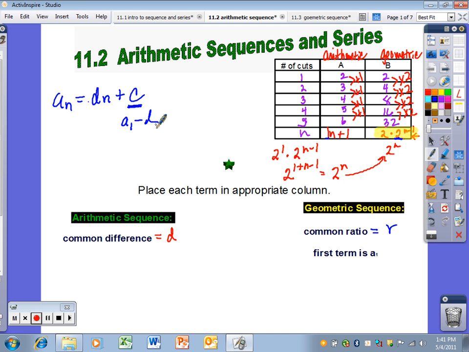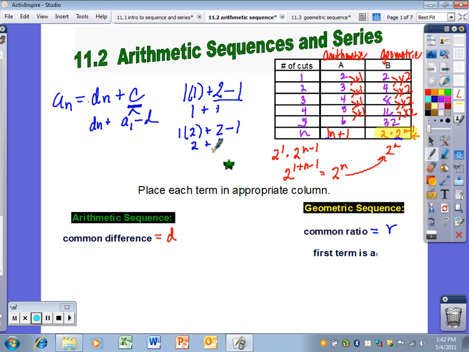Let's see if I take this first one. The difference was 1, so 1n. So 1 times 1 plus my first term, 2, minus my difference, 1. That becomes 1 plus 1. Does that give me my 2? Let's try the next one. 1 times 2 plus the first term, 2, minus 1. 2 plus 1 gives me my 3.